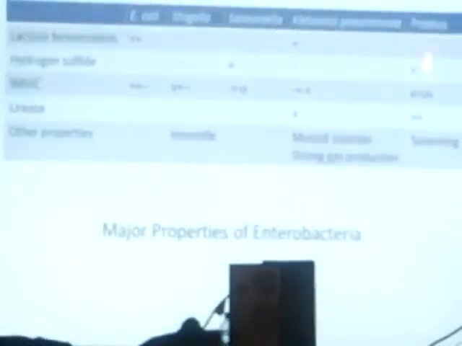Okay. Urease: Klebsiella pneumoniae and Proteus. Proteus is a very strong urease producing bacteria, right? Other properties: Shigella is immotile, it cannot move. Klebsiella pneumoniae produces mucoid colonies and strong gas production, sometimes leading to the formation of bubbles or detachment of the media, especially if they are in tubes.